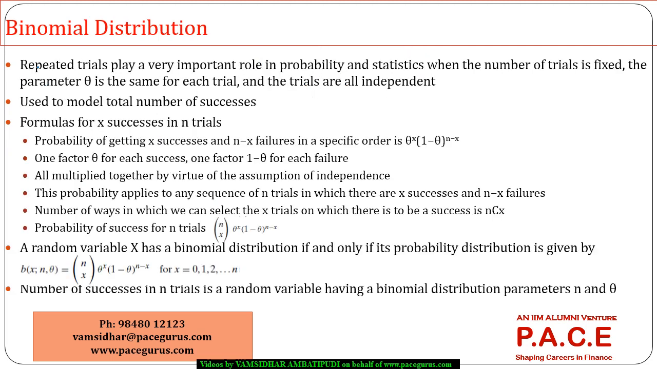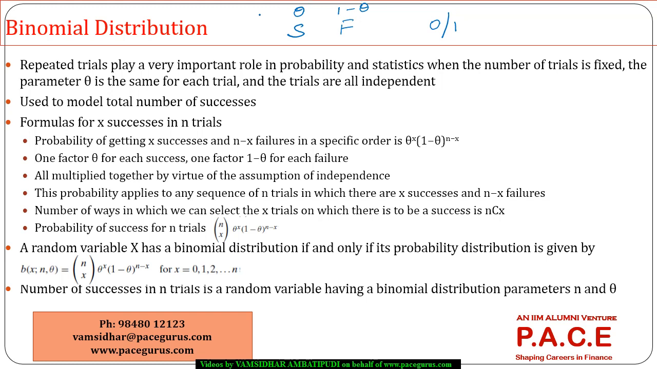So moving on to the binomial distribution, it is just an extension to the Bernoulli distribution. We said any experiment, there is a success or a failure, right? And theta is the probability of success, 1 minus theta is the probability of failure. Then we are talking about the number of successes, which is either 0 or 1. We called it a Bernoulli.